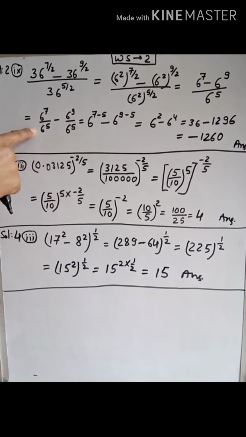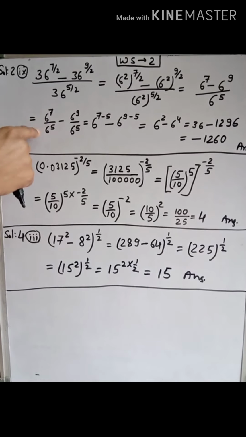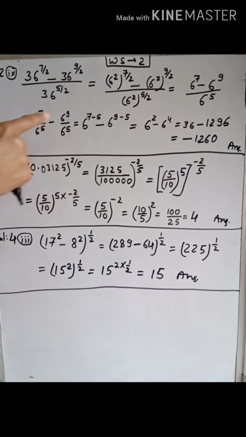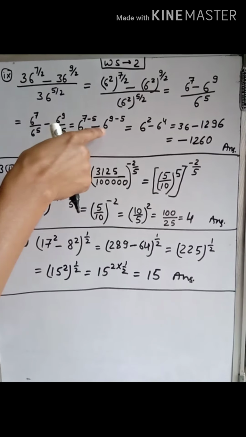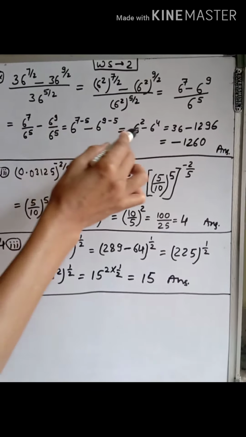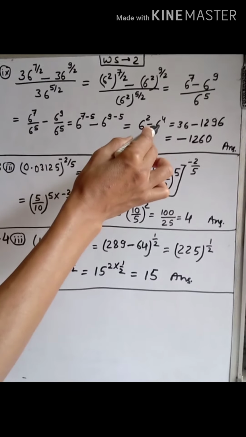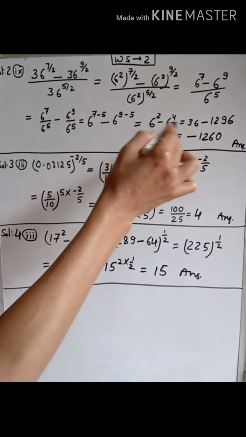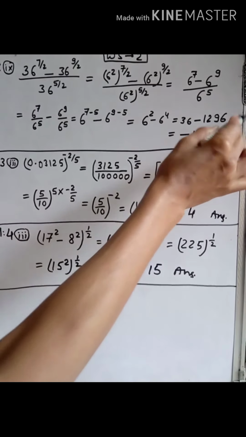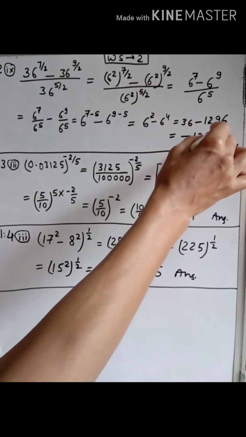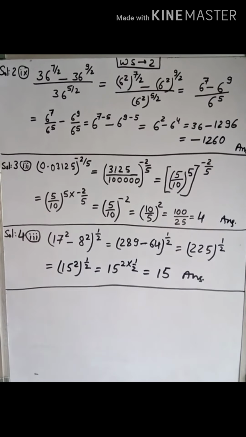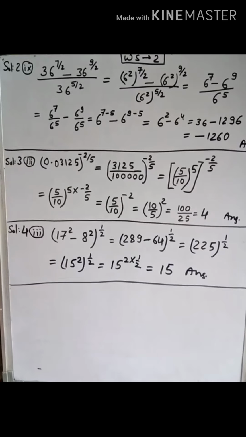Now by the law of exponent, 6 to the power 7 divided by 6 to the power 5 means 6 to the power 7 minus 5. And here 6 to the power 9 minus 5, because this is a division sign. After solving, this is 6 square minus 6 to the power 4. 6 square becomes 36, 6 to the power 4 becomes 1296, and after subtraction, this is the answer of this question. The rest of the questions you will solve like this.